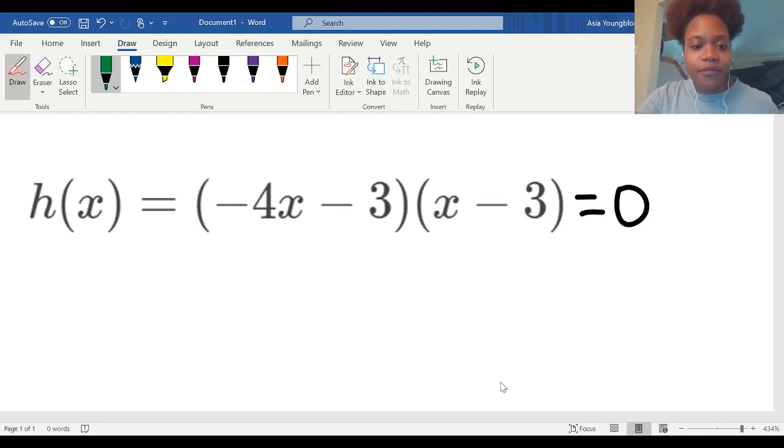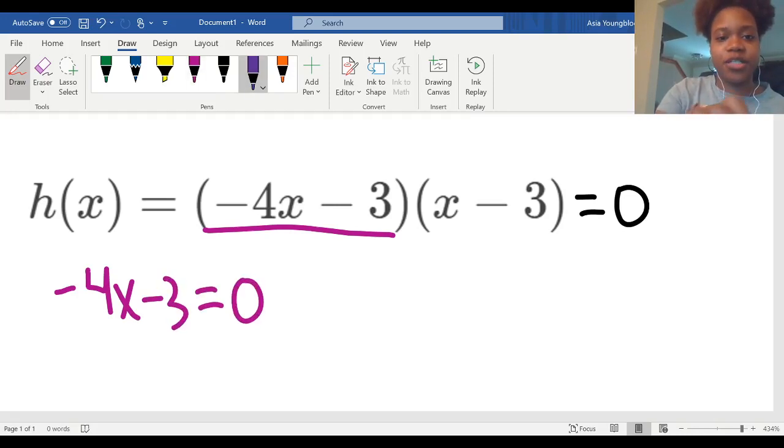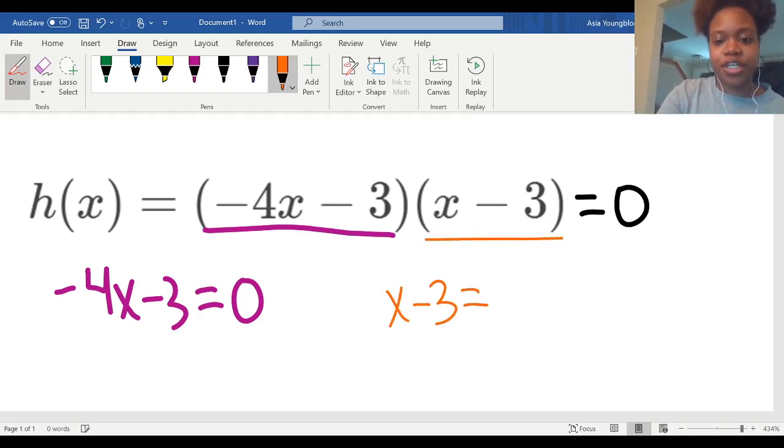In order to solve this equation or this function, we have to set both of these factors equal to 0 separately. And that is basically the zero product property. In order for this whole thing to equal 0, either this part has to equal 0 or this part equals 0. So there are 2 different x values that will make this equation equal 0. The first equation we need to solve is negative 4x minus 3 equals 0. And the second equation we need to solve is x minus 3 equals 0.